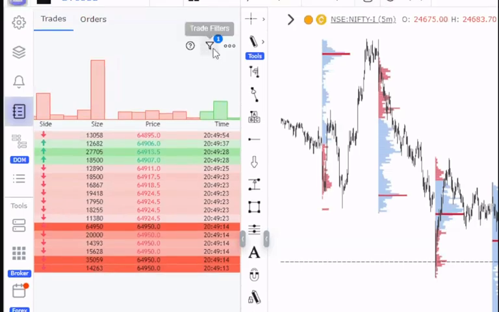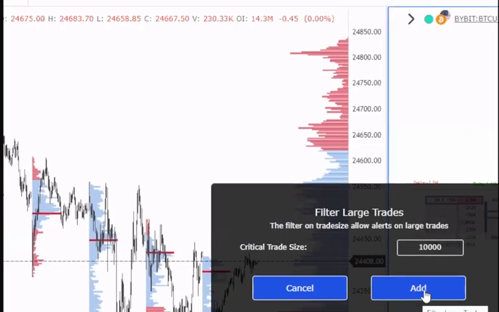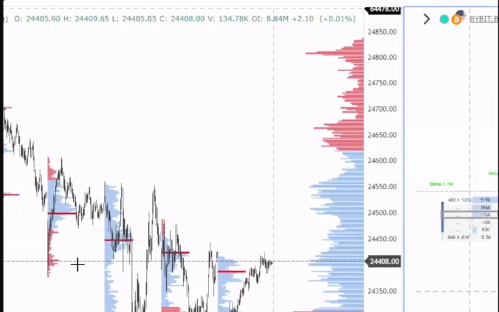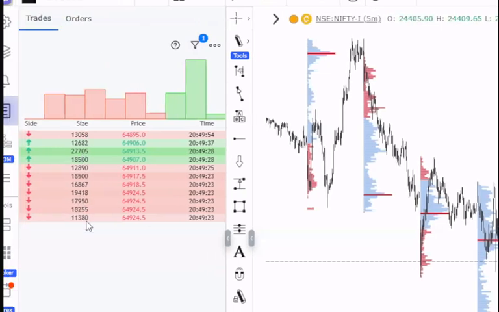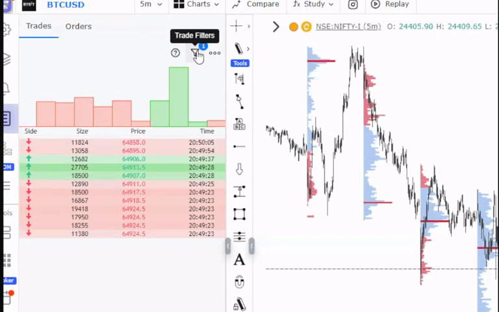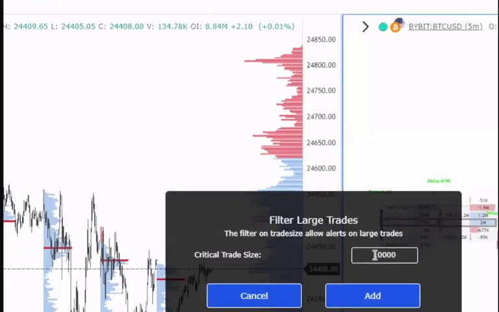What I sometimes do is apply a filter, so it only shows me trades of more than 10,000. When I apply this filter, it will only highlight trades of more than 10,000. Depending on the instrument, you have to change it. For example, now I see more volumes are happening on Bybit, so probably I'll make it 20,000.